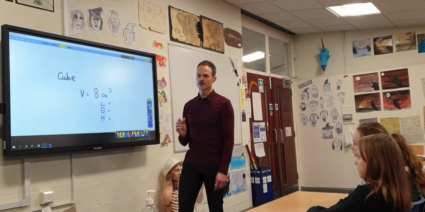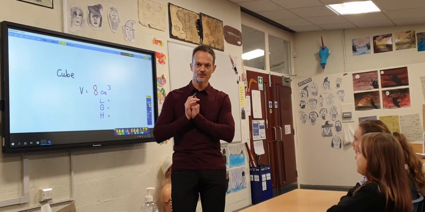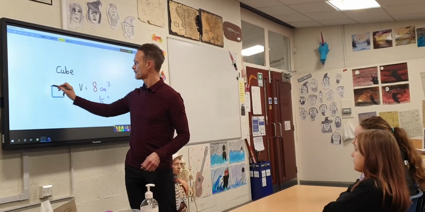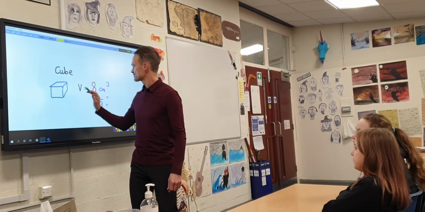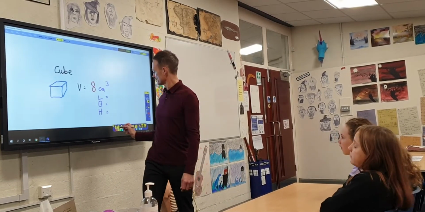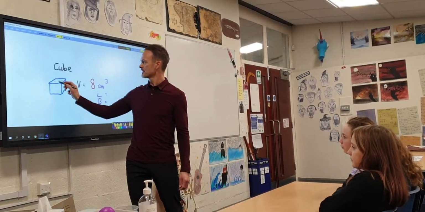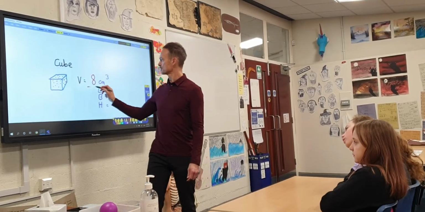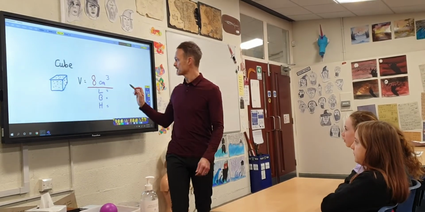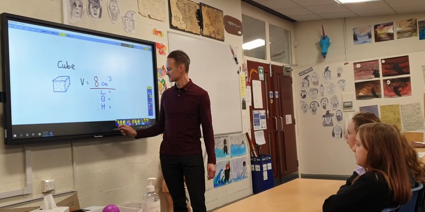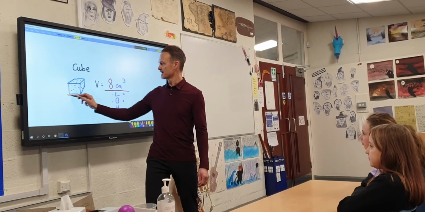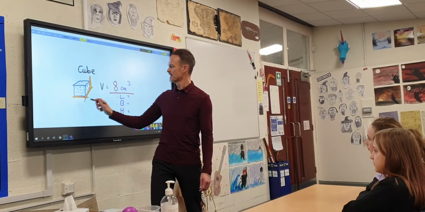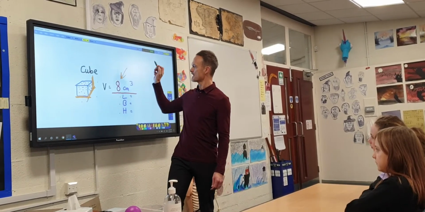Next one. I reckon someone will get this wrong. Let's see if we can find out who it will be today. Our cube. I could draw you a cube if it helps. It's got a volume of 8. So the volume is everything inside our cube. All of this inside the cube everywhere is a total of 8 centimetres cubed. I need to know the length, the breadth and the height. I need a measurement there, there and there, and it's got to get me to 8.